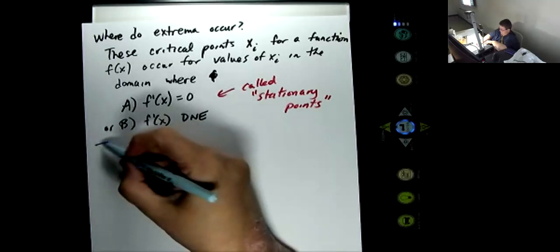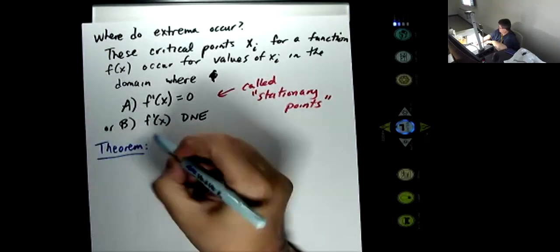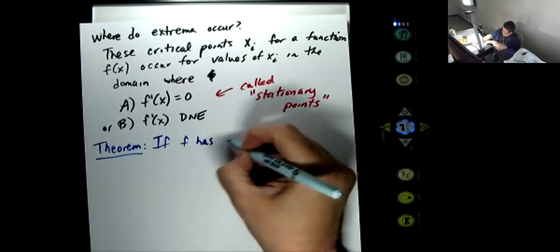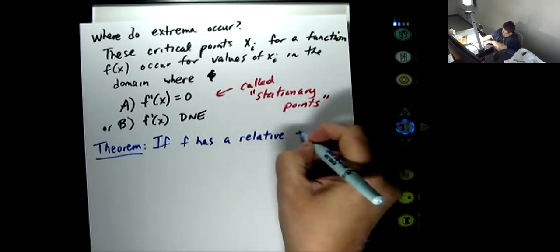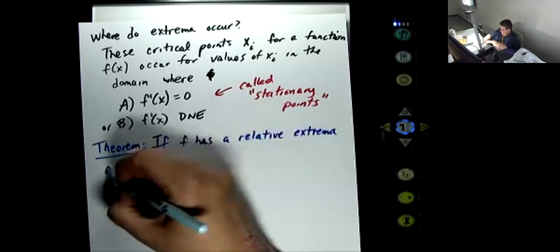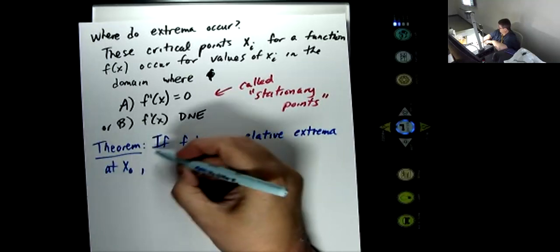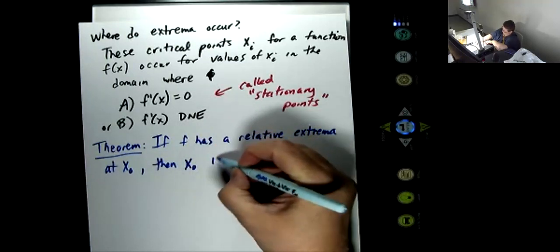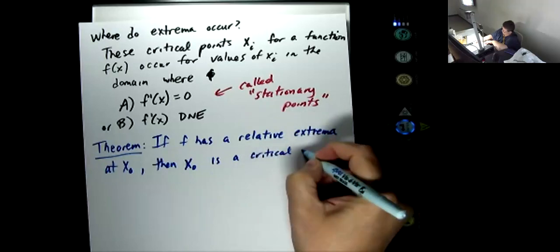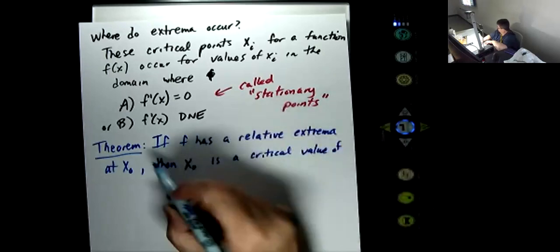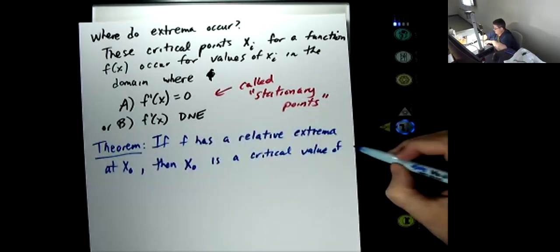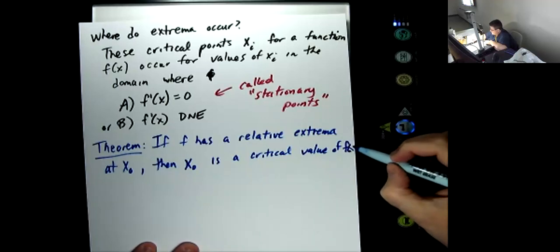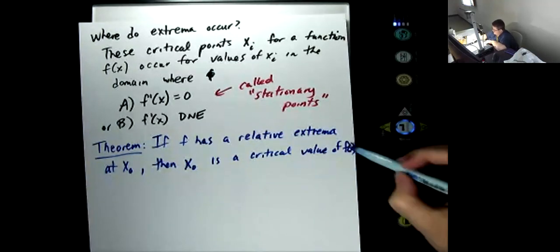So there's a fun theorem. If f has a relative extrema at x naught, then x naught is a critical value of f.